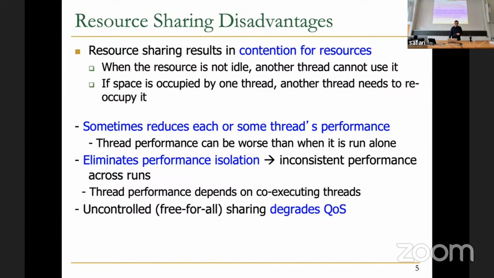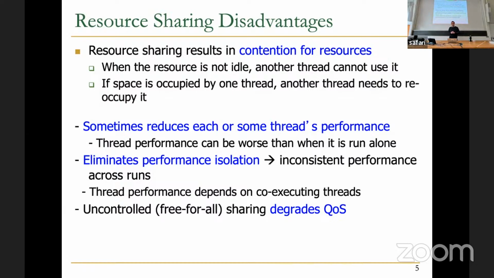Okay, so in the end, if you have uncontrolled sharing, this degrades the quality of service that different applications or threads experience. I call uncontrolled sharing free for all, because basically there is some mechanism clearly that decides who gets the resources, what is the scheduling policy, for example, in the memory controller, what is the cache allocation policy. But in the end, this is not aware of threads. It's really free for all.